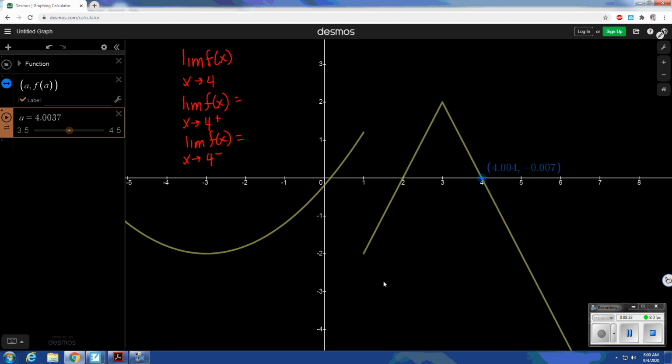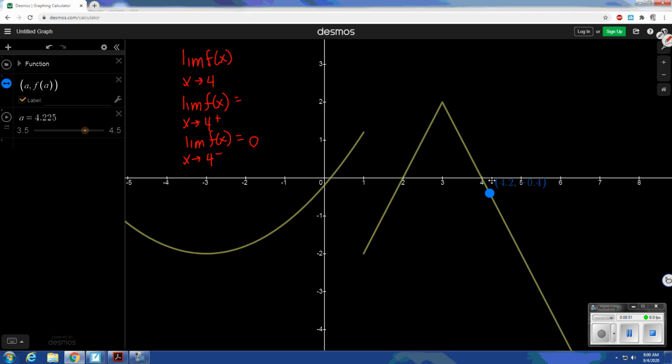So we're going to say that the limit of f of x as x approaches 4, and in this case, this point was coming from the negative direction, moving right. So this is from the left, moving right. So we're going to say that this equals 0.